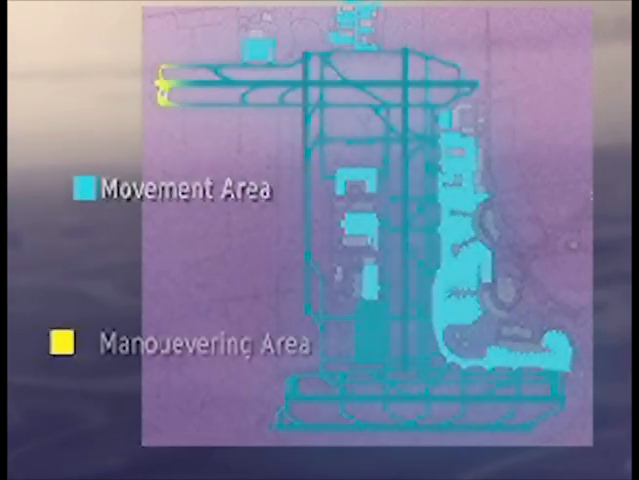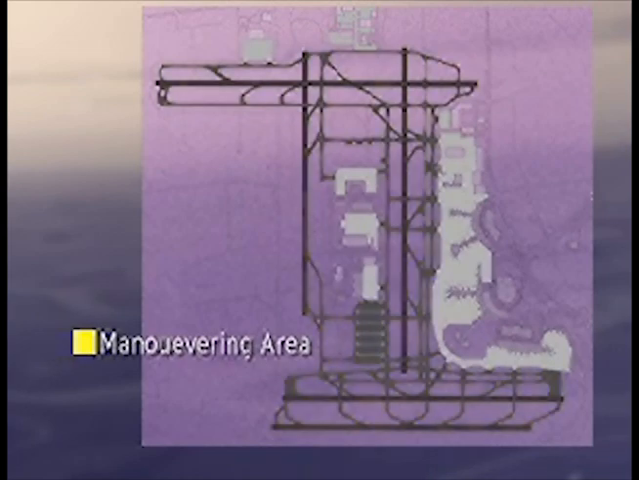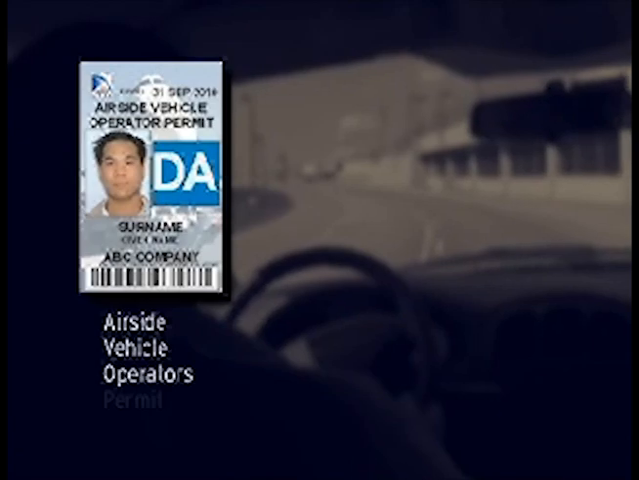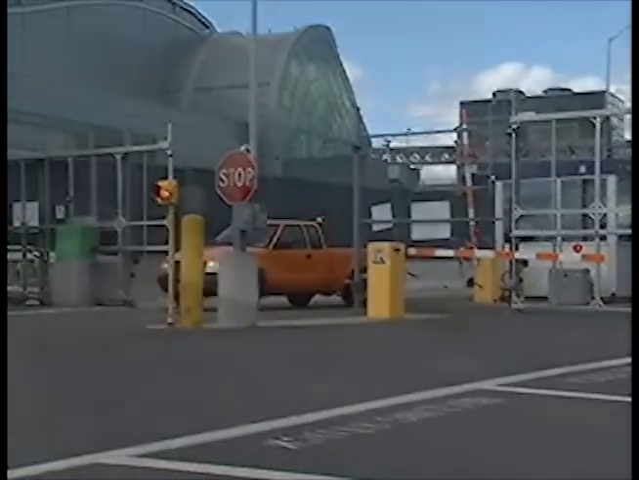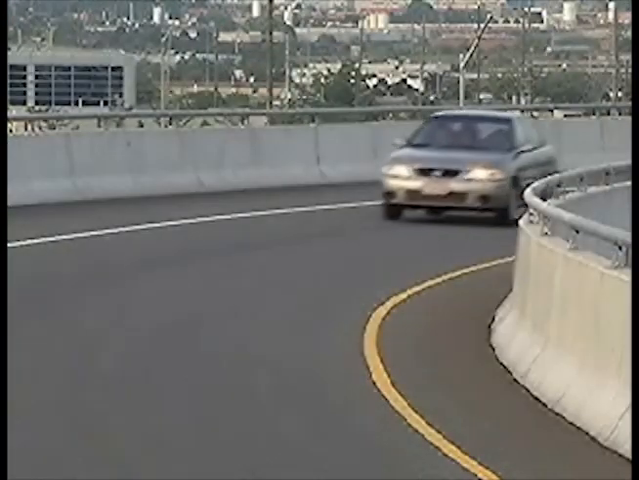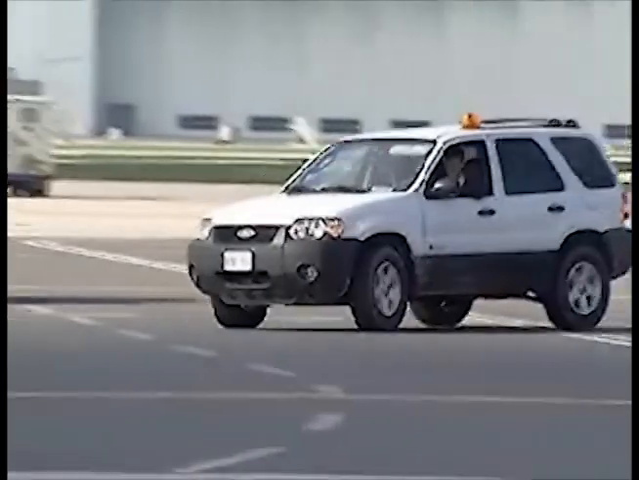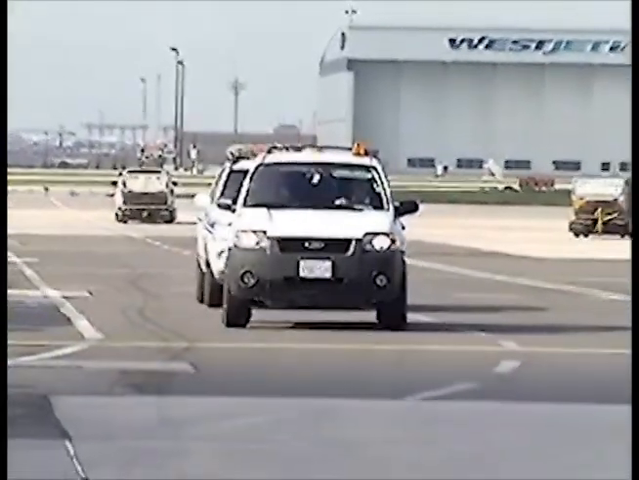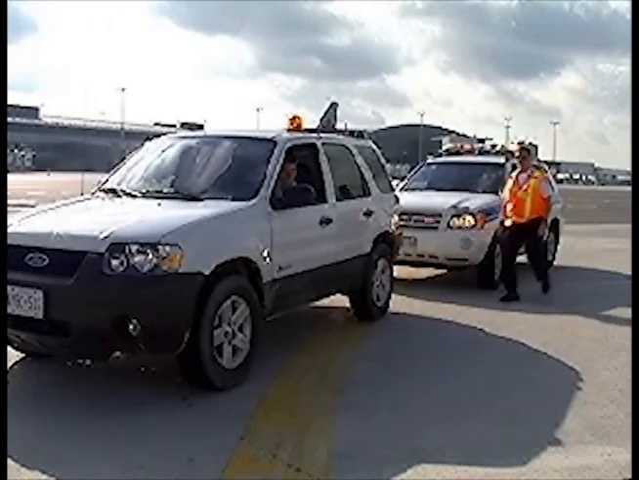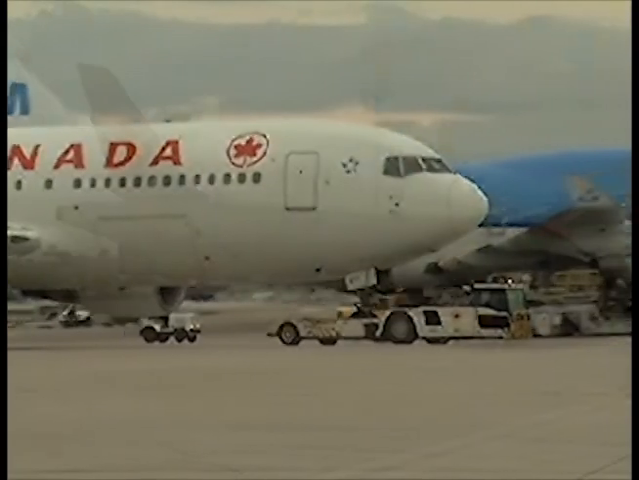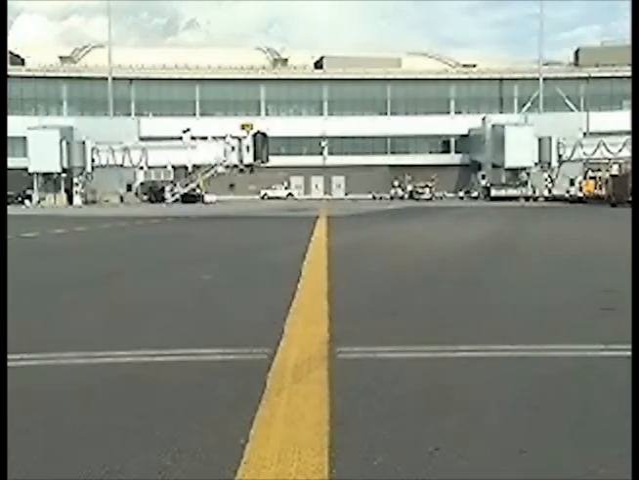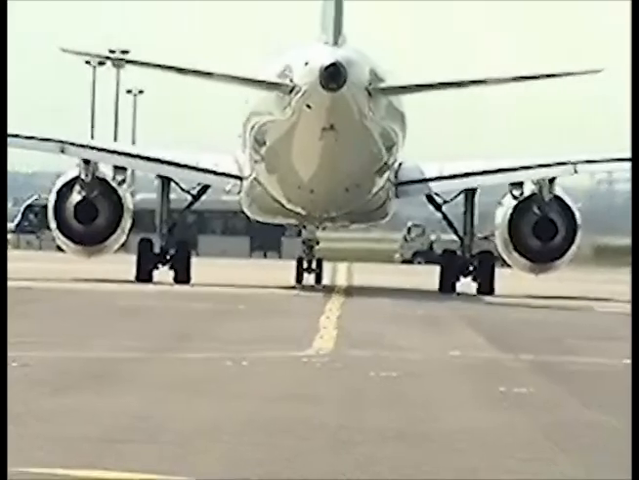Let's review. The airfield is divided into two main areas, the movement area and the maneuvering area. In order to operate a vehicle on the airfield, you must possess a valid airside vehicle operator's permit. You must always comply with the rules of the road, just as you would when operating a vehicle on public roadways. Failure to comply with these rules could result in suspension of your driving privileges. All pavement markings on the apron have special meanings. White markings on the apron pertain to vehicles, while yellow markings on the apron pertain to aircraft.